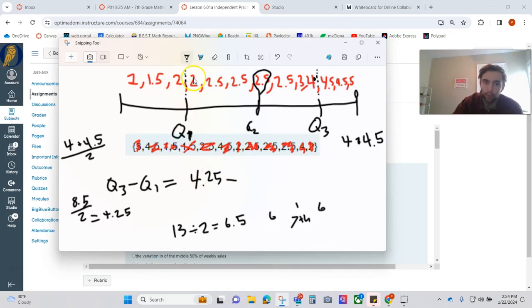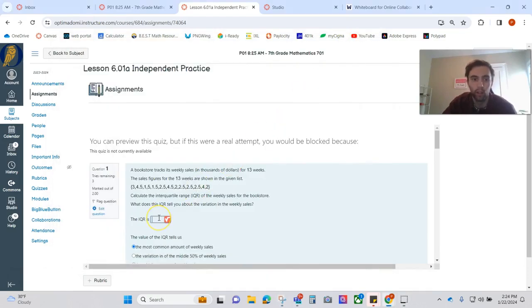What is the middle between 2 and 2? Well, that's easy. When the number to the left and the number to the right of a quartile are the same number, what's in the middle between 2 and 2? It's 2. So 4.25 minus 2 gives us an interquartile range of 2.25. Oh, so many steps.